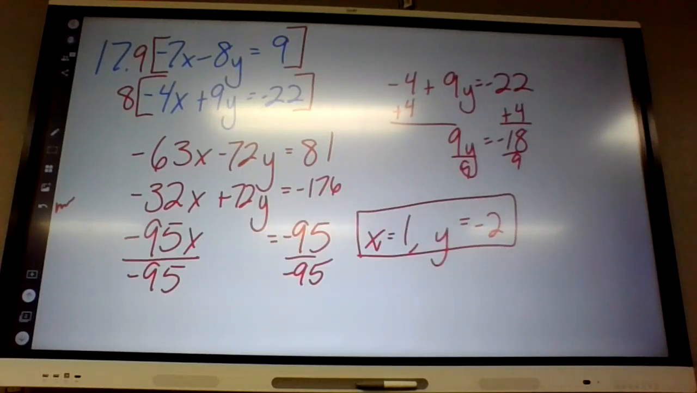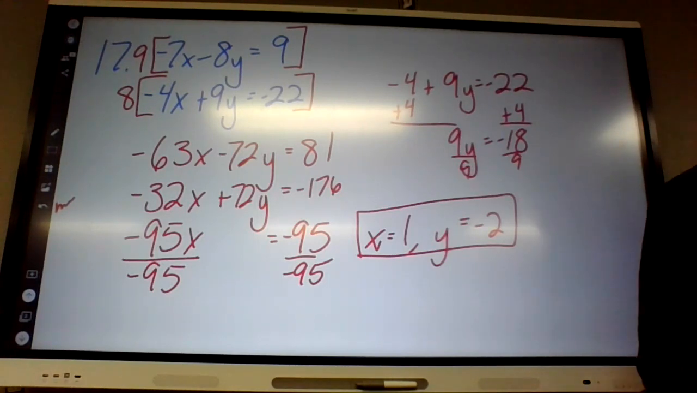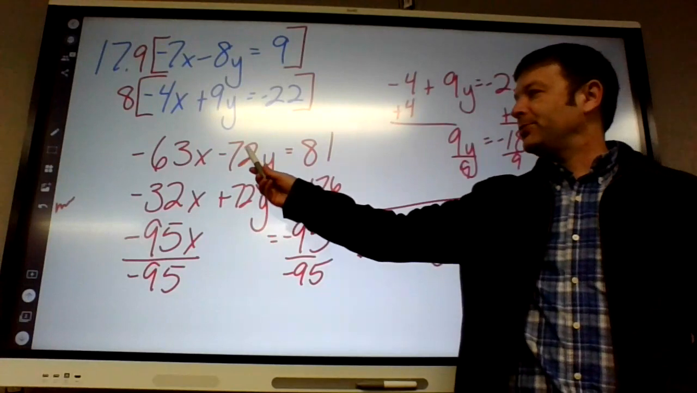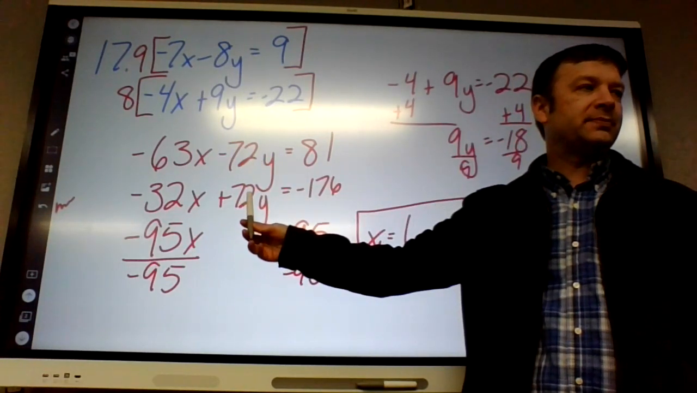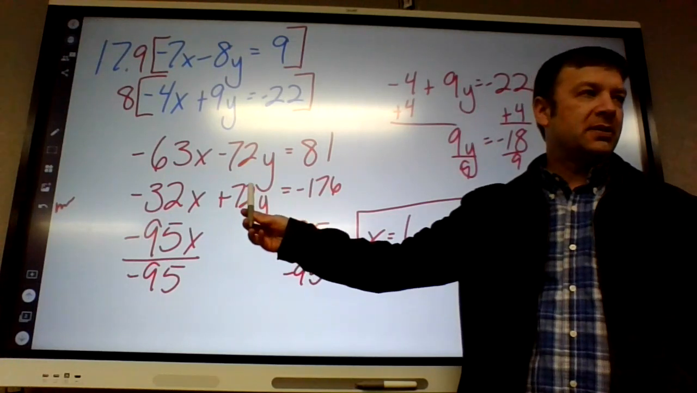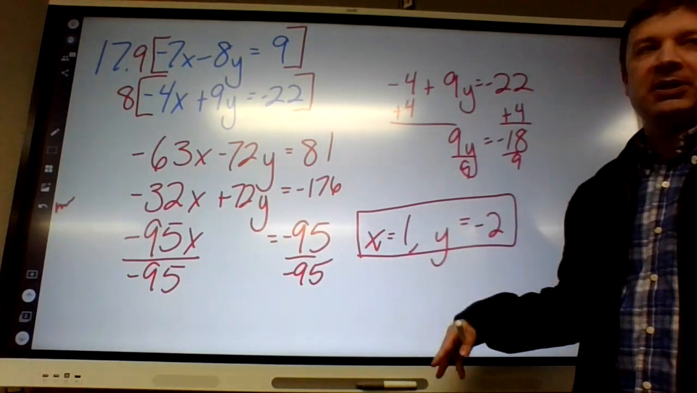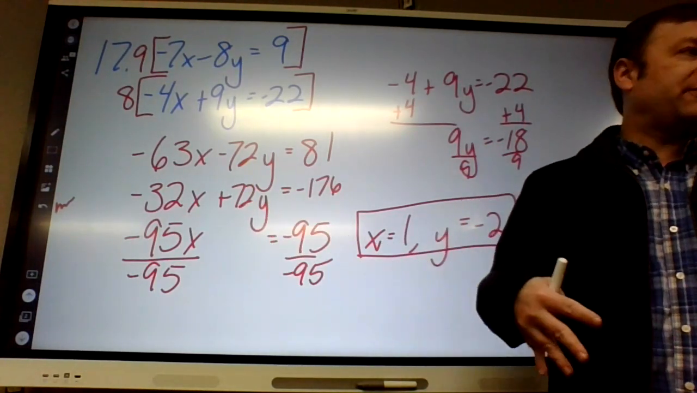How do you know when to multiply? When the numbers aren't the same, you have to make them the same. So number one, it's already ready to add. You want the x's or y's to cancel out when you add them together. So they have to be opposites, like 4 plus negative 4. That cancels out.